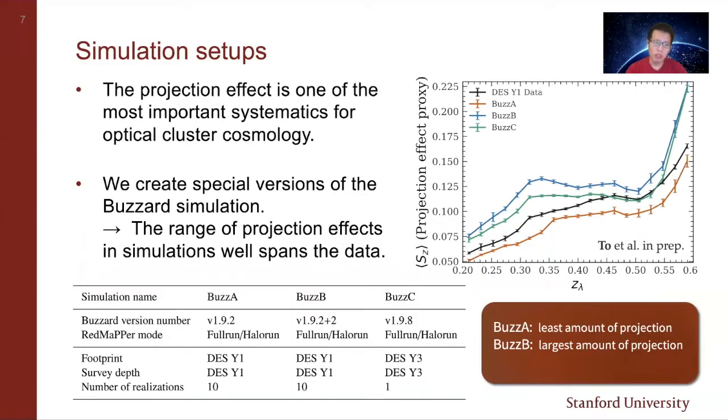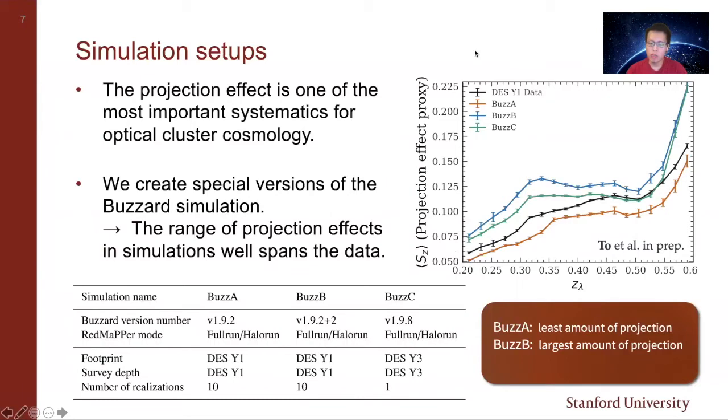All right, so first I'll talk about some simulation setup. We know one of the most important systematics for cluster cosmology, especially for optical cluster cosmology, is the projection effect. We therefore create special versions of the Buzzard simulations so that the range of projection effect in the simulations will span the data. This can be shown in this plot.